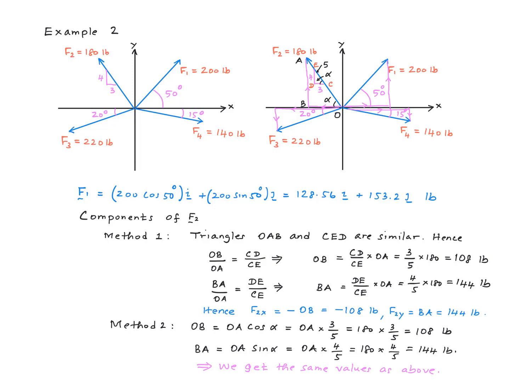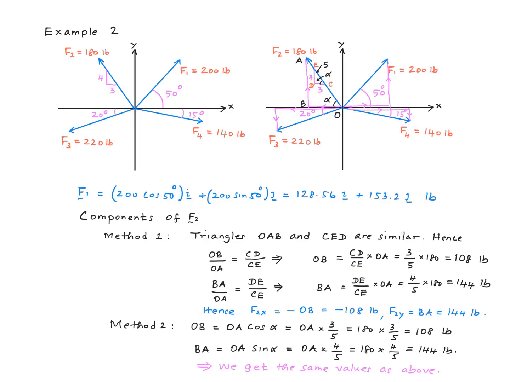In the first method, we use the principle of similar triangles. We note that this big triangle OAB and this little triangle CED are similar. Why similar? Because the corresponding sides are parallel to each other. Specifically, AB is parallel to ED, CD is parallel to OB, and of course OA and CE are parallel to each other because they are basically the same line, right?